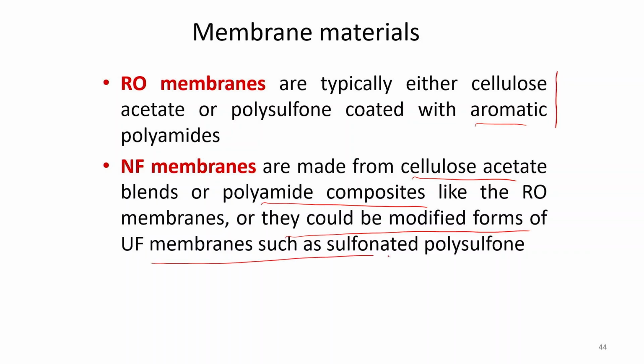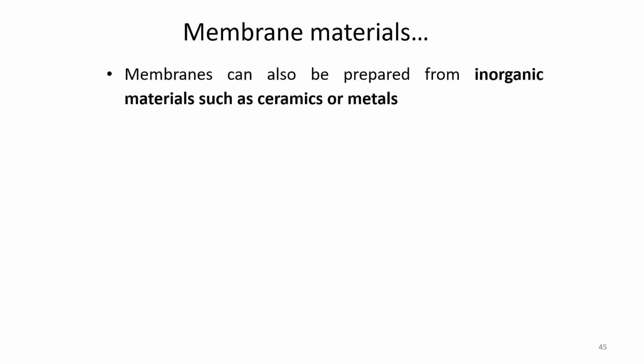ultrafilter membrane such as sulfonated polysulfone. So, all these materials we can select to produce all these membranes. So, apart from this organic polymer, we can also use inorganic materials such as ceramics or metals to produce all these different membranes.